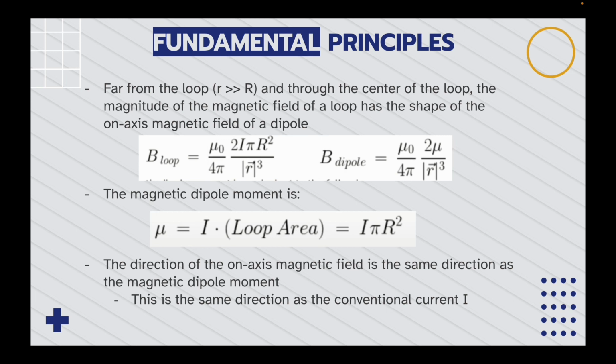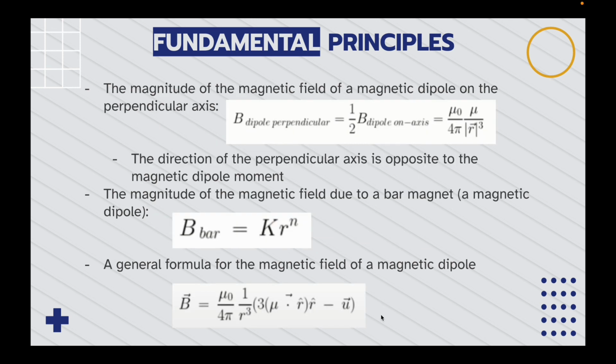This magnetic field is related to the distance and the magnetic dipole moment, which is the product of the object's area and current. The field for a magnetic dipole on the perpendicular axis is 1/2 of the on-axis magnetic field. The magnetic field of a bar magnet is also equivalent to the product of k and the distance r to the n power, where k is a combination of magnetic constants. Finally, this lab uses the equation shown at the bottom of the slide as a general formula for the magnetic field of a magnetic dipole.